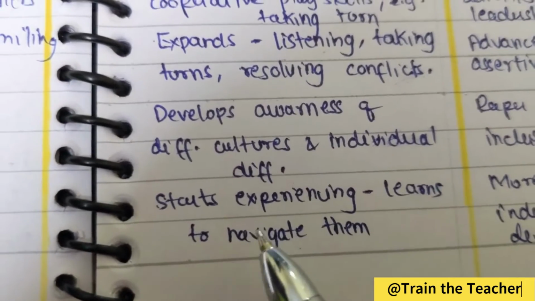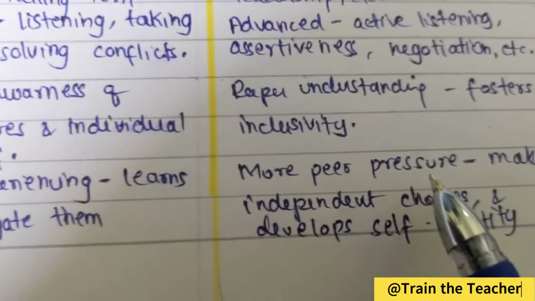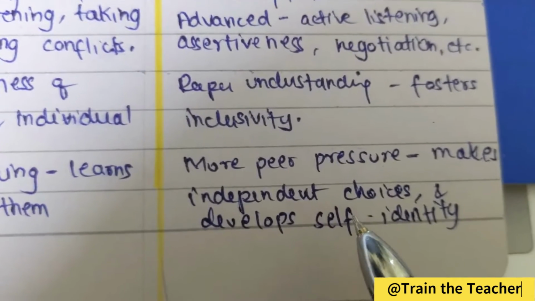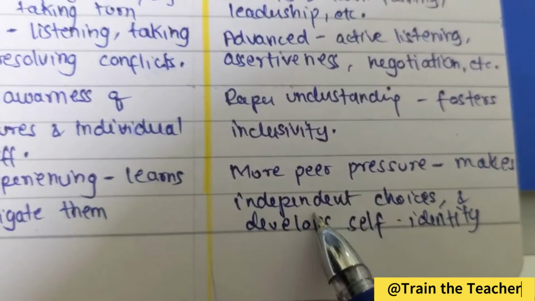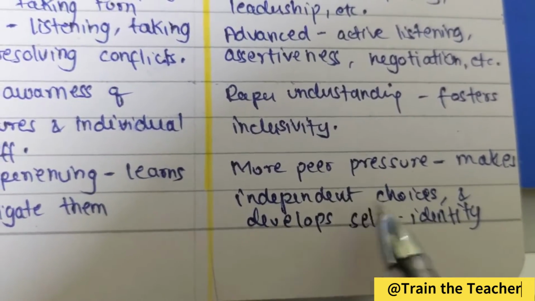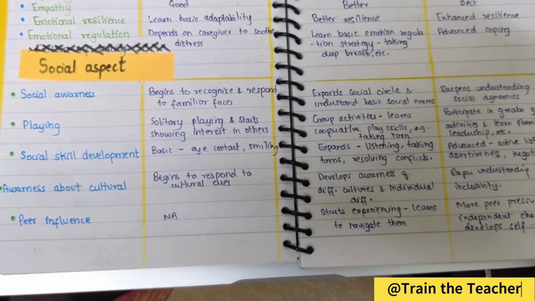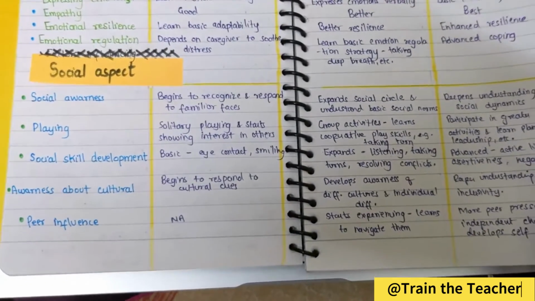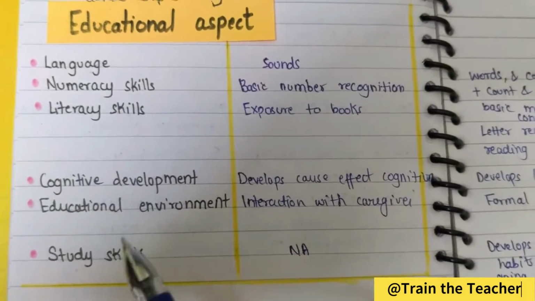During childhood, yes, they start experiencing it and they learn to navigate it. And during adolescence, there are independent choices and they develop self-identity. Obviously, peer influence takes place, but independent choices also take place. So this was all about the social aspect, everybody. We'll move to the last one, which is the educational aspect, and there are certain points.